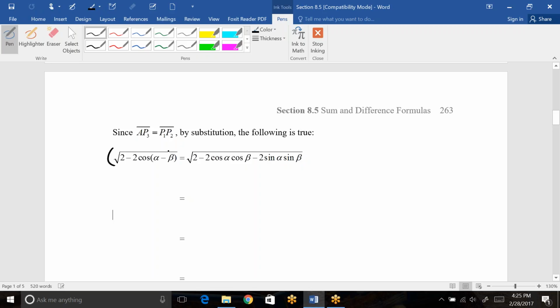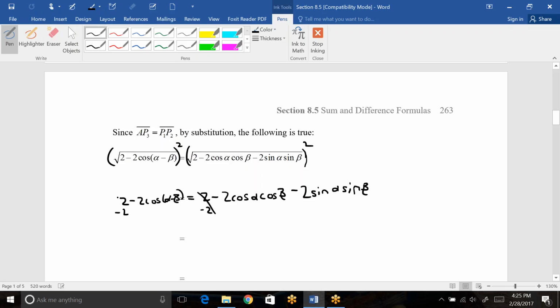If you square both sides, which is legal in an equation, you just have to realize that not all solutions may work. So sometimes when we're solving these, we'll have to check to make sure the solution works. This would give me 2 minus 2 cosine of alpha minus beta, because the square root would cancel out, equal to 2 minus 2 cosine of alpha cosine of beta minus 2 sine of alpha sine of beta. If we subtract the 2 over to solve this, that's going to cancel on both sides. So now we have this.